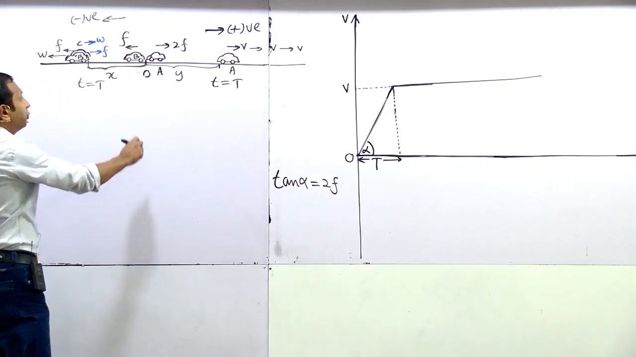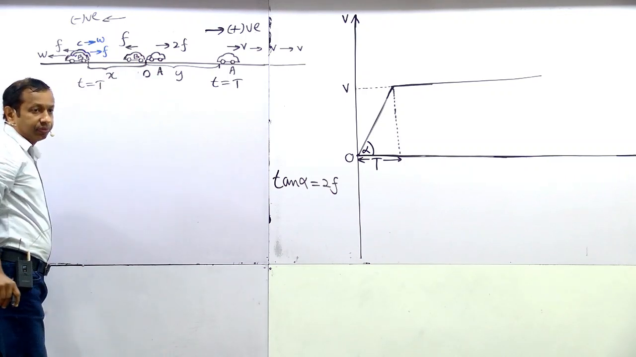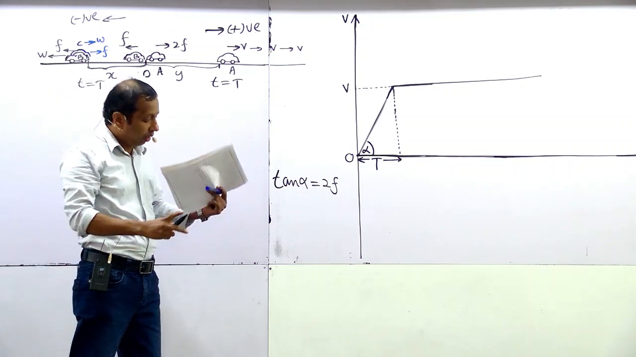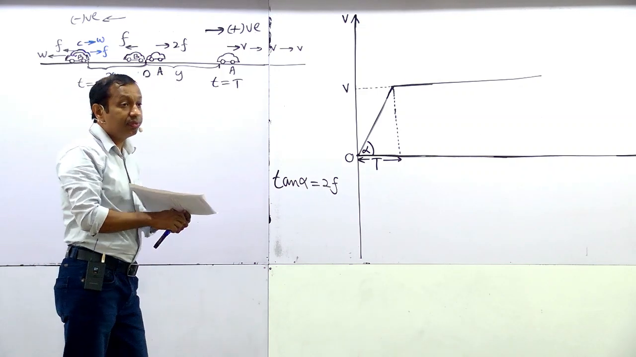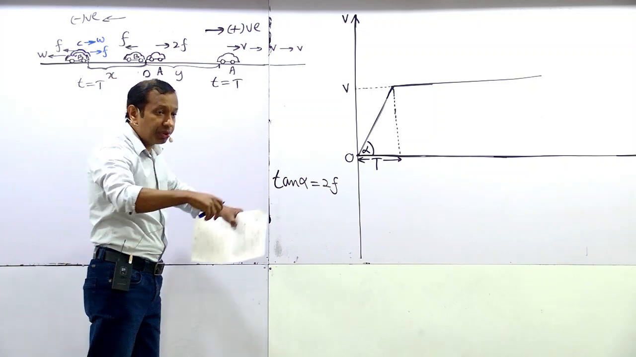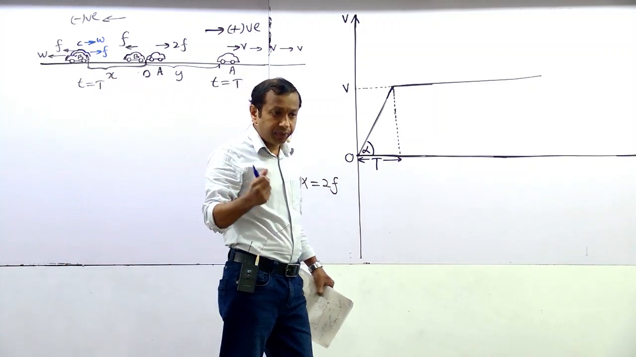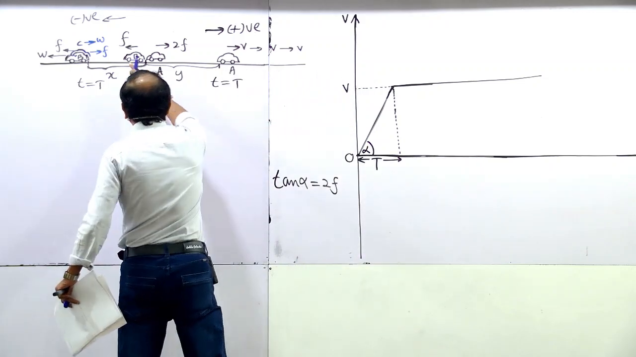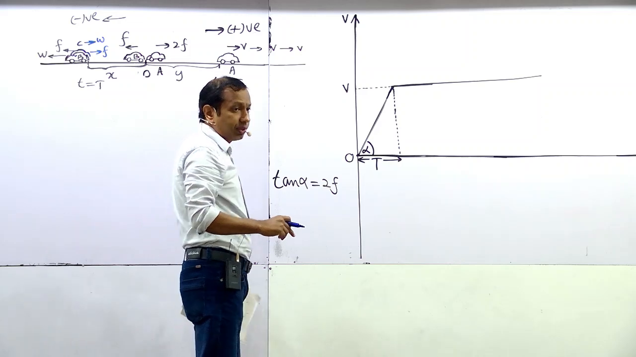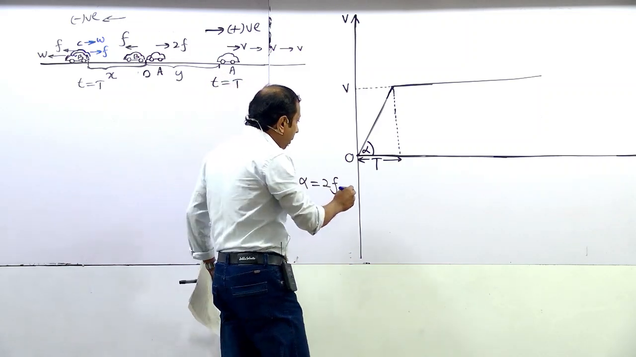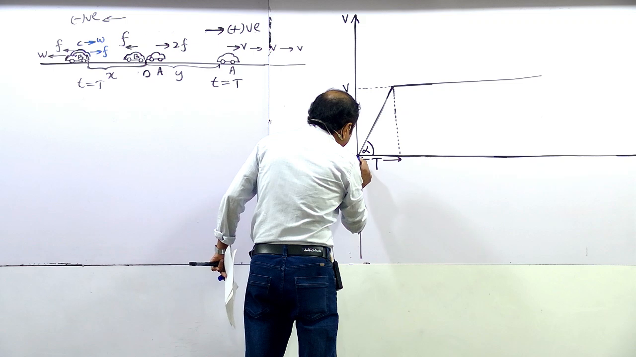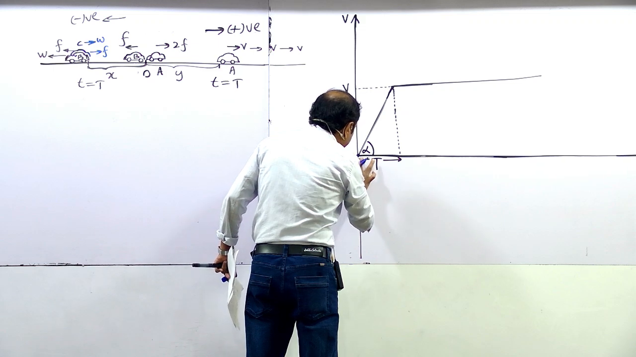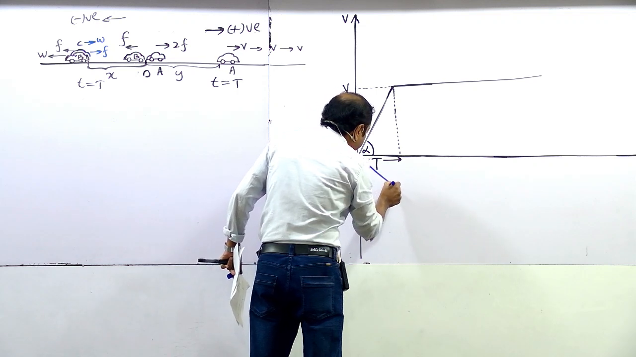Now, B moves to the left. Therefore, its velocity is negative. Then the VT graph of B should be below the time axis. You agree with me? Yes, below the time axis. Okay. And also its acceleration is F, smaller than the acceleration of A. So therefore, we should have the VT graph of that B like this. With the blue color, I am drawing that.